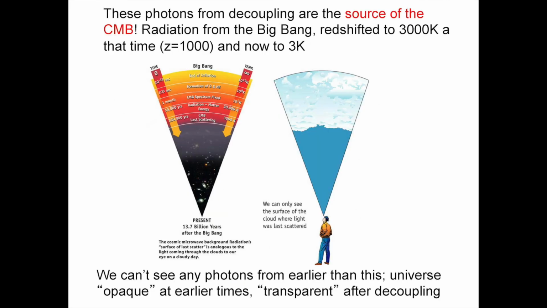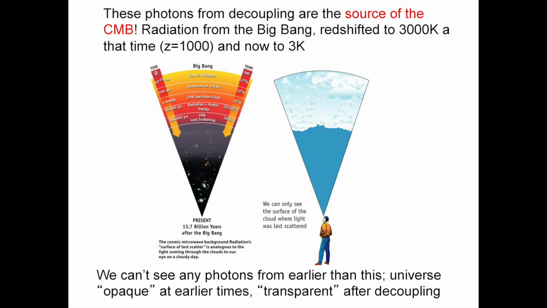Slide 16 shows again what's going on. We've got photons decoupled from the atoms, and they are the photons that come to us today as the cosmic microwave background. So it's the radiation that had its origins in the early universe at the Big Bang. Already by z of 1,000, 300,000 years after the Big Bang, the universe had considerably cooled. So the temperature was 3,000 degrees then and is 3 degrees now.